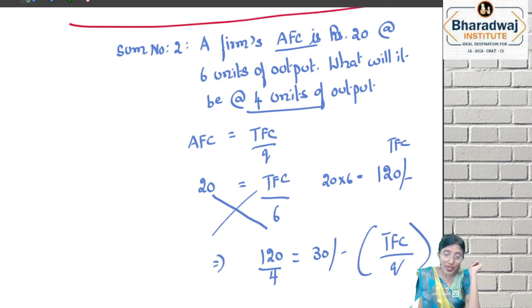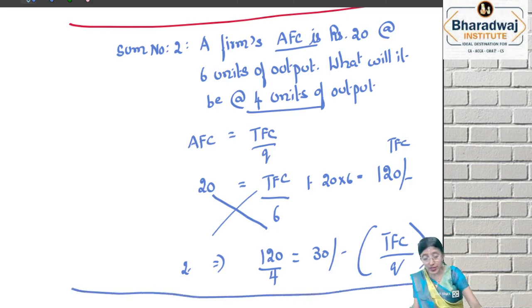So what do I do? I first calculate TFC. How do I do it? AFC into Q will be my TFC. I got it at the first step. In the second step, I use the same thing to understand what will be the AFC for 4 units. So I divided my TFC by 4 units of output and got my answer as 30. Okay, this is one type of problem.